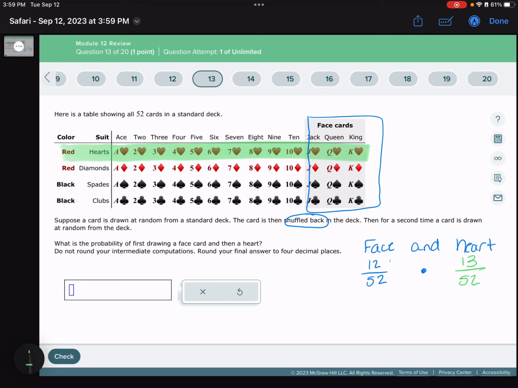You can type this right into Desmos, and it asks us for the decimal places. So I would do 12 over 52 times 13 over 52. You would end up with a fraction that is similar to this. That line means to divide. So I have 156 divided by 2,704, which gives me 0.05769. It asks me to round to 4 decimal places. So that's 1, 2, 3, 4. The 9 is greater than 5, so I need to round up, giving me a final answer of 0.0577.